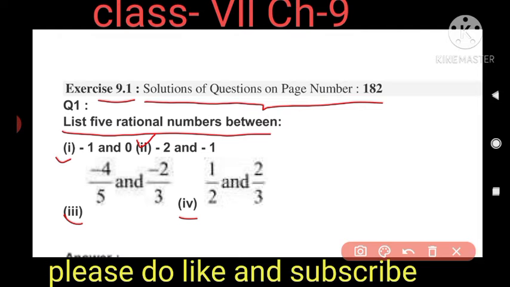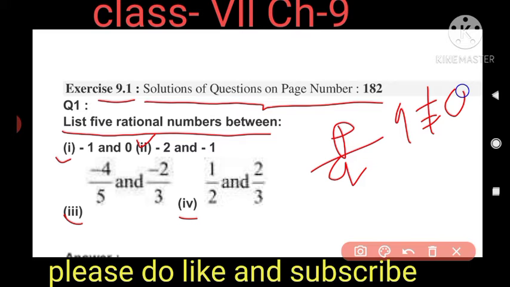Now come to the solution. We have to write 5 rational numbers. We know what a rational number is: it can be written in numerator and denominator form, that is p by q form, where q is not equal to 0.